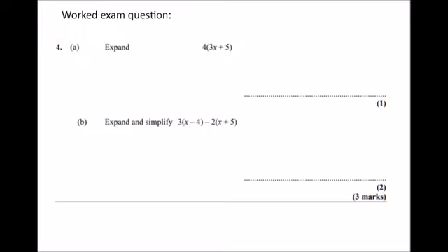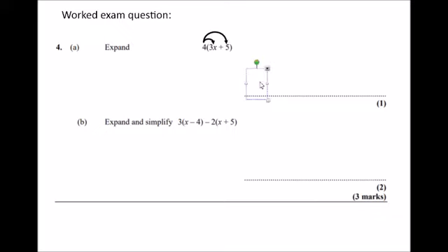Okay, so let's look at a worked exam question together. So in this question taken from a past GCSE paper, we are asked to expand 4 brackets 3x plus 5. So let's get our arrows. So we've got this 4 timesing the 3x, and also the 4 timesing the 5.